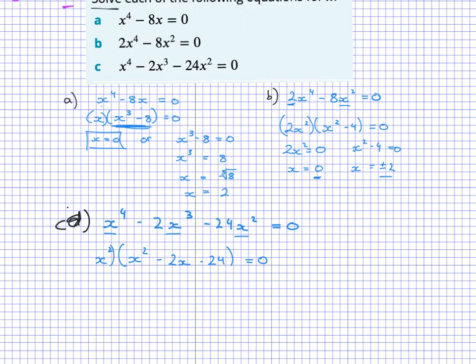And I notice then that this is a nice quadratic. So x squared, and this will give me x minus 6 and x plus 4 equals 0. So I've got three solutions here, either x equals 0 or positive 6 or negative 4.